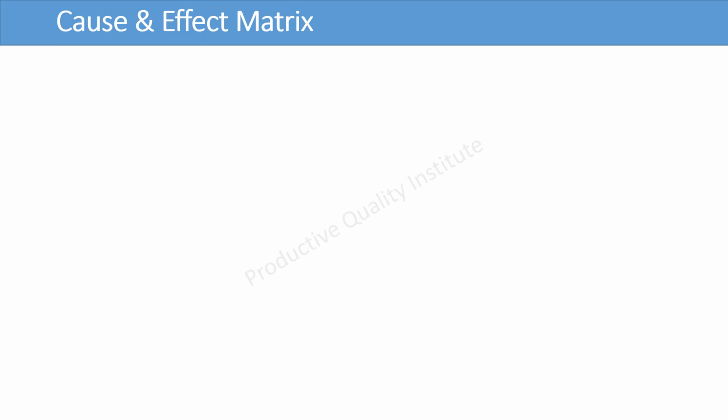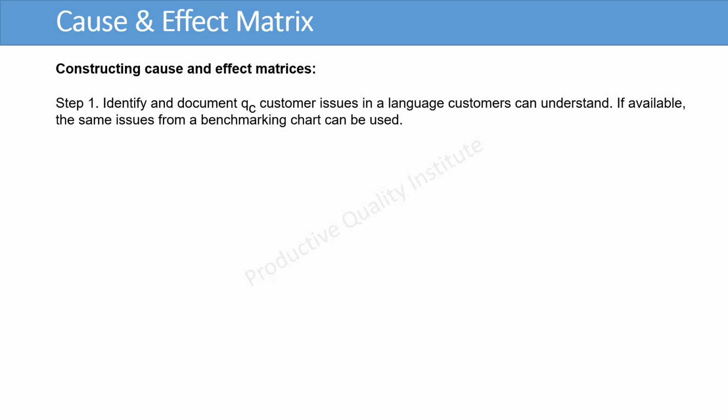Back to the cause and effect matrix. To construct the matrix, please follow these steps. Step 1. Identify and document QC, the customer issues, in a language customers can understand. If available, the same issues from a benchmarking chart can be used.